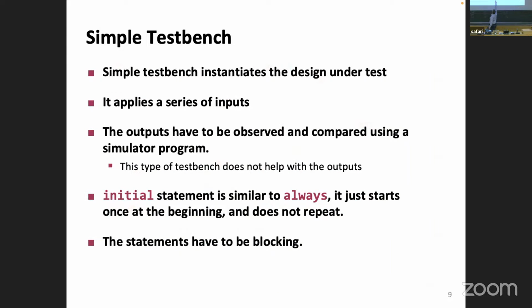So the outputs have to be observed and compared using a simulator program of some sort, or personally, you should have a look at it. Now, this is the part of the initial statement. It's very similar to always. It doesn't need any trigger. It doesn't need any sensitivity list. Why? Because it immediately triggers when you start it, and it triggers once, and it will never trigger again.